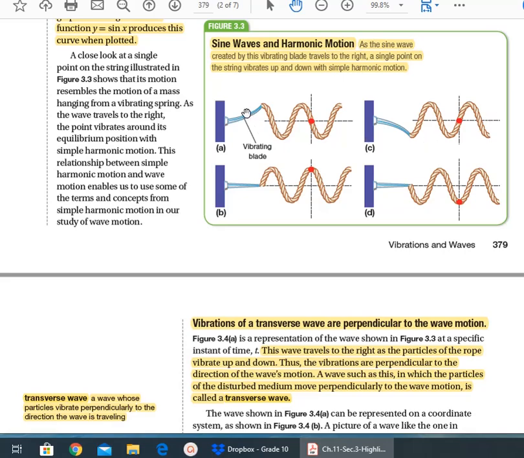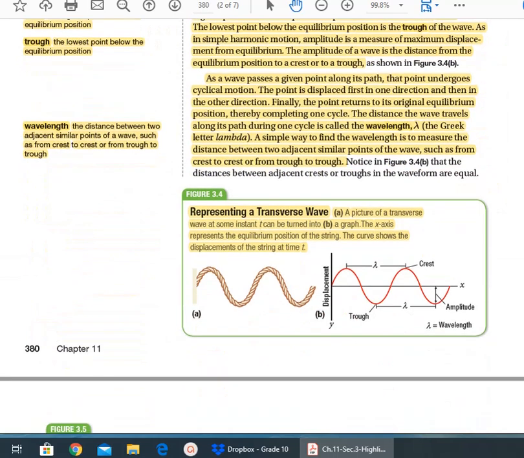As a revision, this is the transverse wave with parts labeled as crest, trough, wavelength, the distance in between, and the amplitude. It's the distance between the equilibrium position and the lowest point, which is the trough, or the distance between the equilibrium position and the highest point, which is the crest.